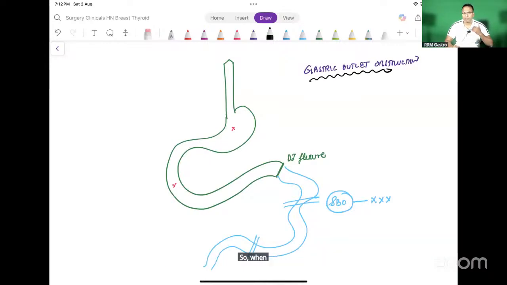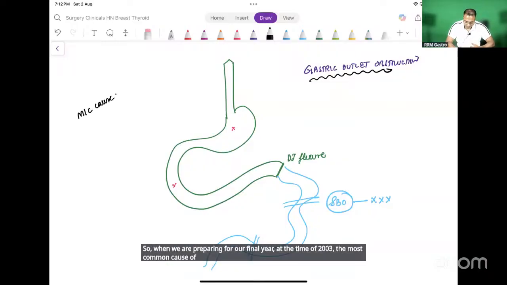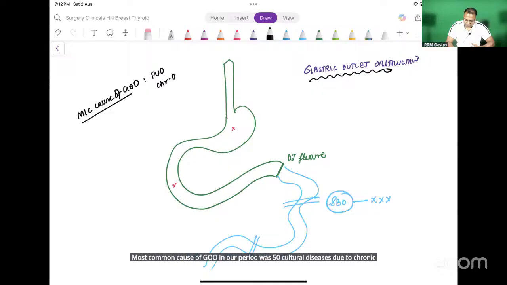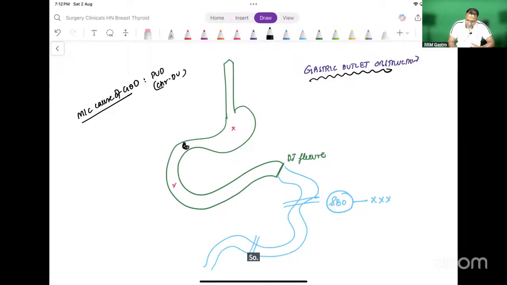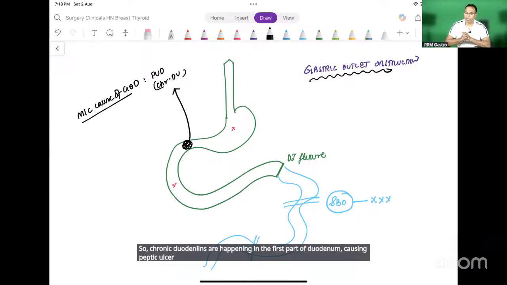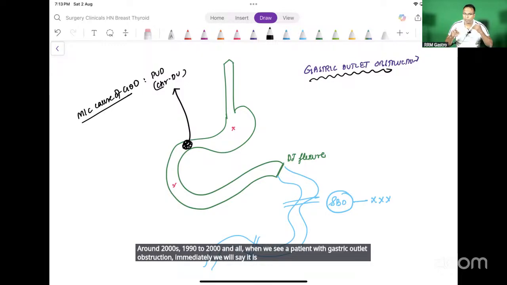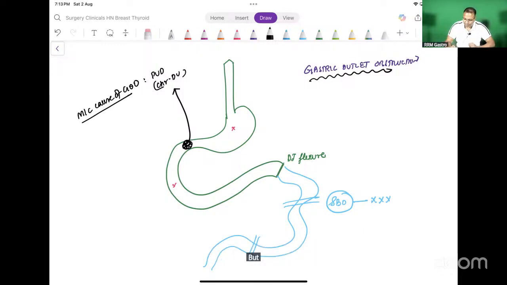When we were preparing for our final year, around 2003, the most common cause of GOO in our period was peptic ulcer disease due to chronic duodenal ulcer, happening in the first part of the duodenum. Around 1990 to 2000, when we saw a patient with gastric outlet obstruction, we would immediately say it is mostly due to peptic ulcer disease. But the present scenario is totally different.